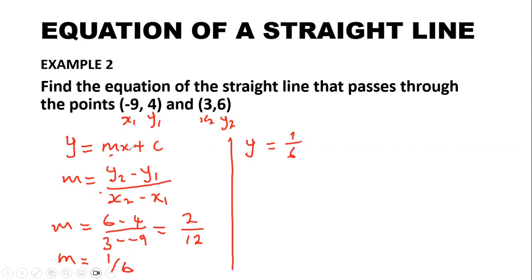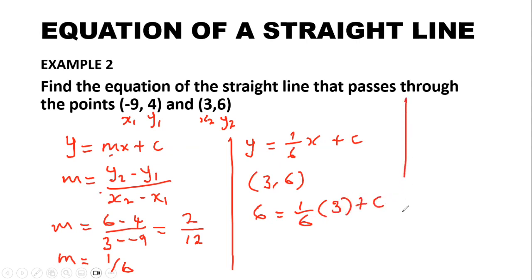Gradient is 1 over 6 x plus c. So we have to determine the value of c. We can do this by substituting any of these 2 points into this equation. So using the point (3, 6), it means that x is 3 and y is 6. So we have 6 equal to 1 over 6 x, x is 3, plus c. So if we expand this, then we have 6 equal to 3 over 6 plus c.